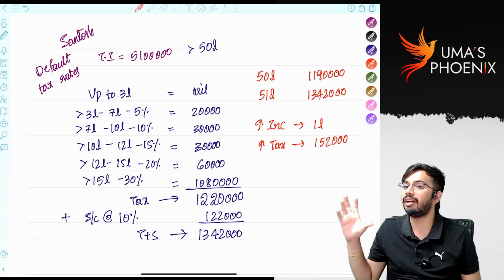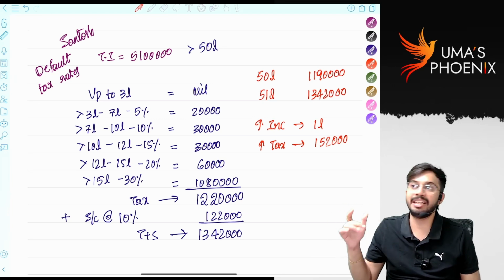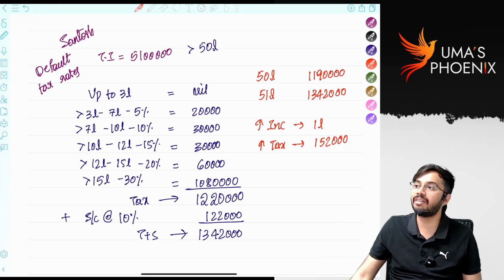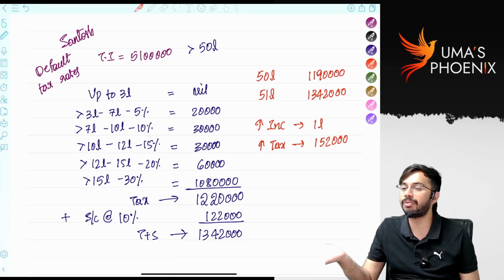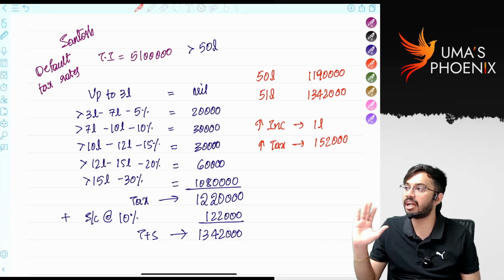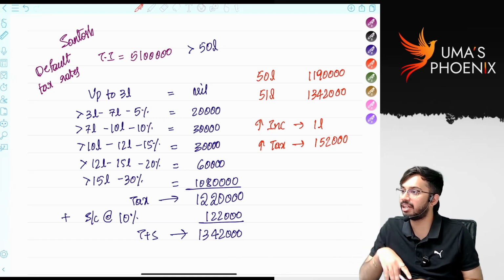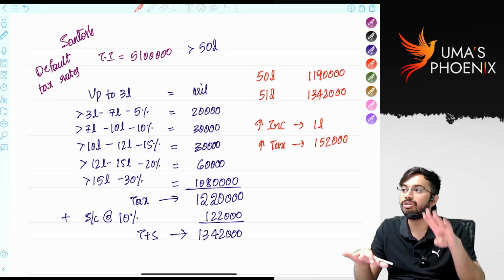So sometimes what happens, the increase in tax is more than the increase in income. In those cases, whatever the extra income that you have earned, if you give that extra income to the income tax department, that itself will be sufficient. You need not pay extra tax. Is it clear? And that marginal relief is allowed through 4 steps.